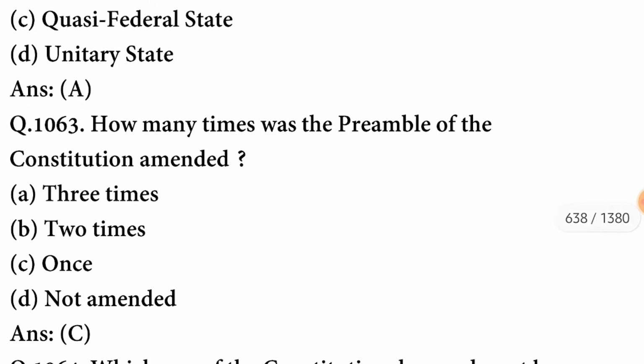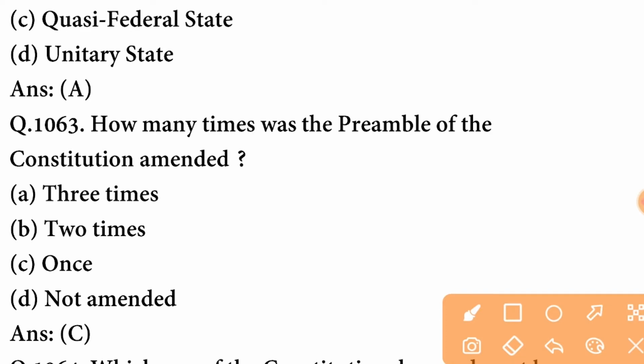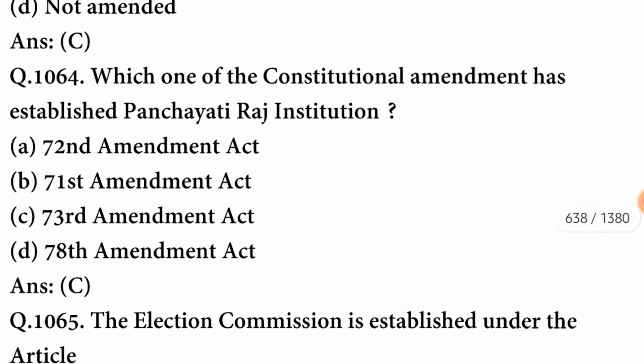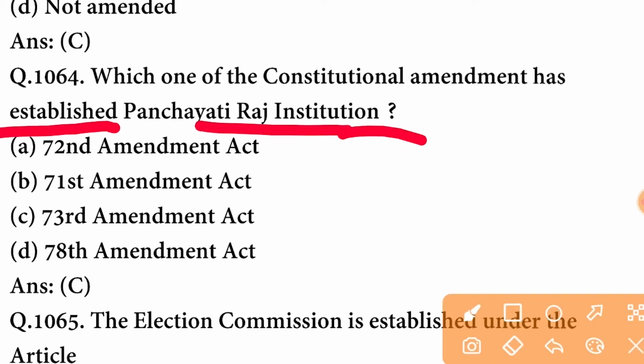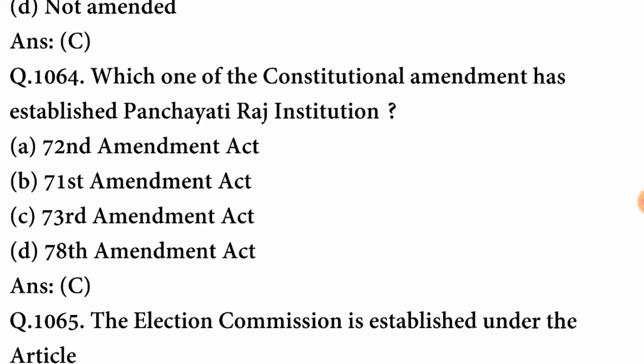How many times was the preamble of the Constitution amended? It has been amended only once. C option is correct. Next question. Which one of the constitutional amendments has established Panchayati Raj institution? The amendment is 73rd Amendment Act.